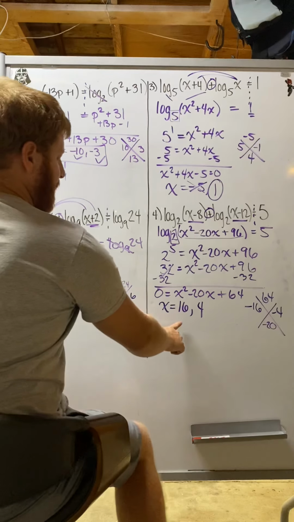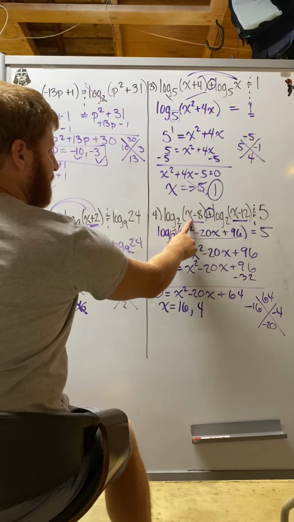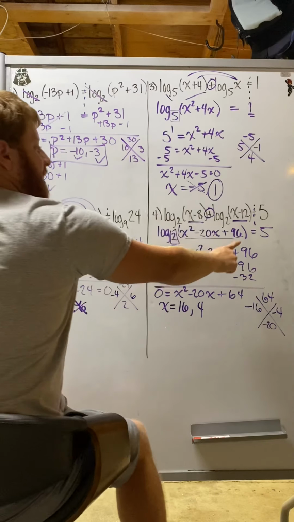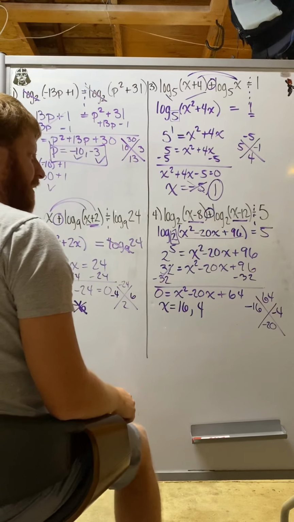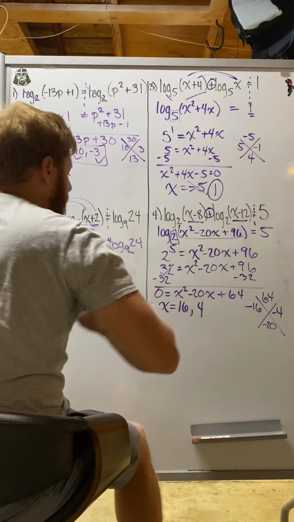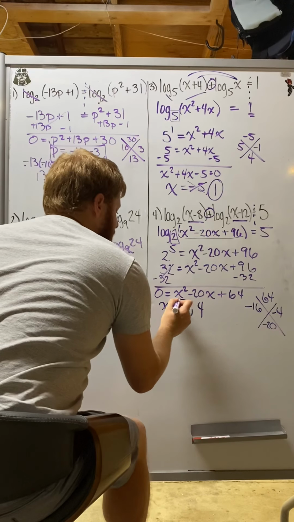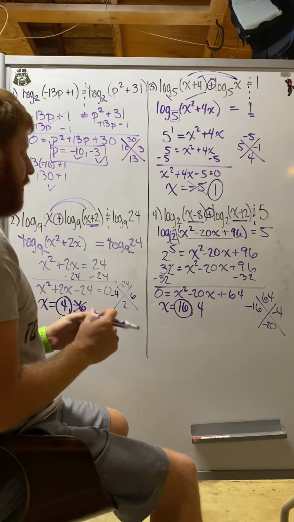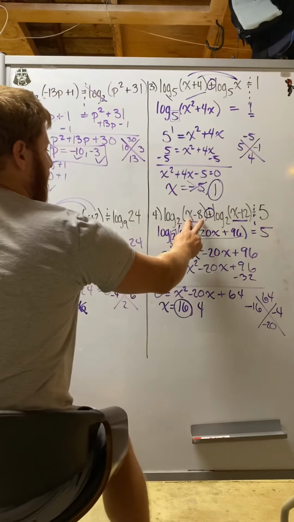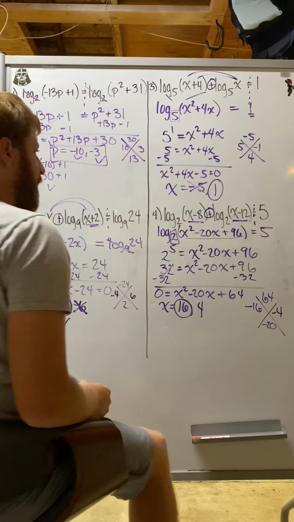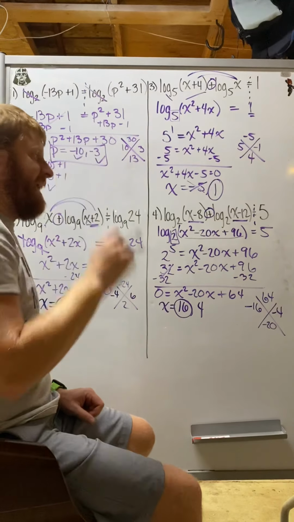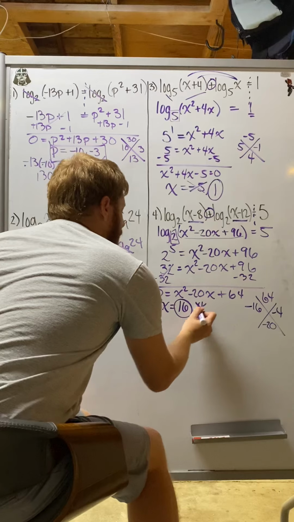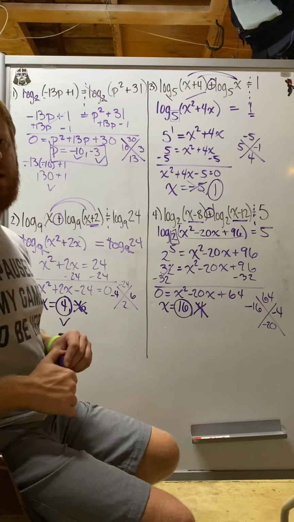So let's check. 16. 16 minus 8, that's 8. That's a positive 8. That's okay. 16 minus 12 gives us 4. That's positive 4. So 16 will work. There's no other logs with x's in them, so I know 16 will work. Okay? 4. Let's see. Will 4 work? If I take 4, plug it back in here. 4 minus 8. 4 minus 8 is negative 4. I can't have negative numbers as my arguments, so 4 is not an answer we're allowed to use.